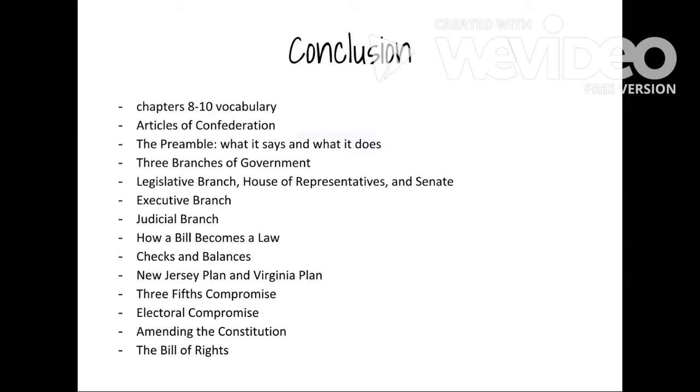Throughout these slides, you learned about the Articles of Confederation, the preamble of the Constitution, our 3 branches of government, including the legislative branch, with information on the House of Representatives and Senate, the executive branch, and the judicial branch. You also learned about how a bill becomes a law, checks and balances, the New Jersey and Virginia plans, the Three-Fifths Compromise, the Electoral College, amending the Constitution, and the Bill of Rights.